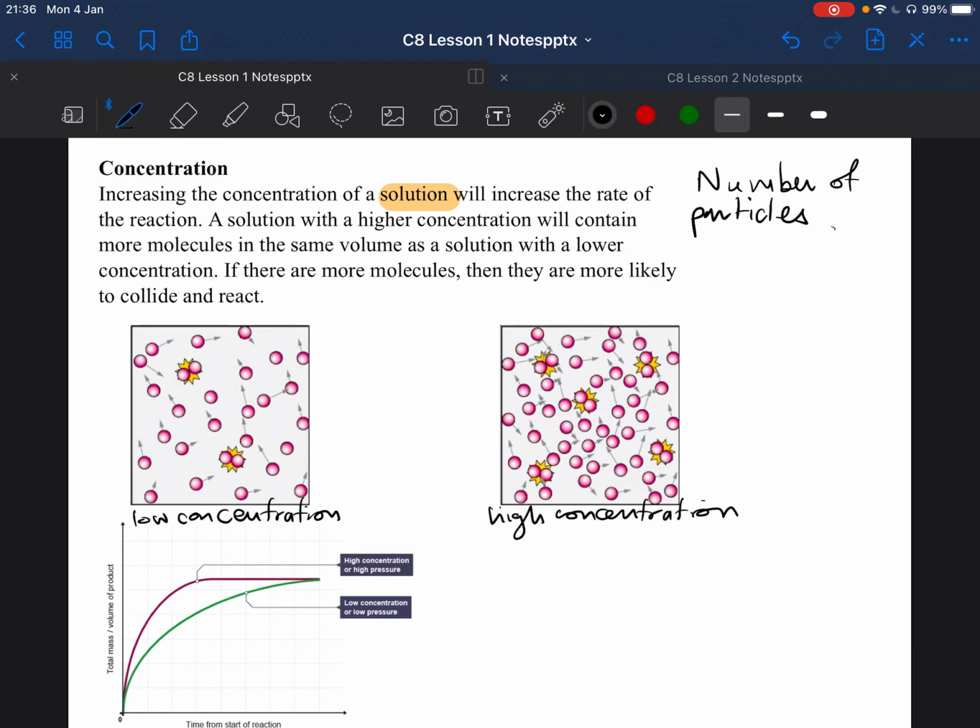Once again, we can represent this in graph form, and what we can see here is that we have a low rate if it's a low concentration because there are fewer particles.